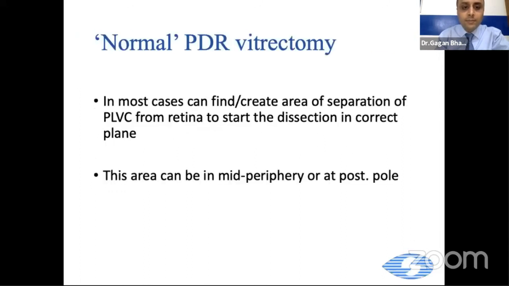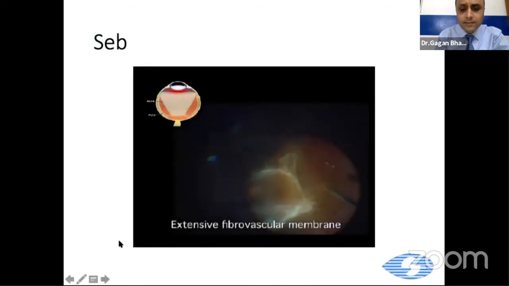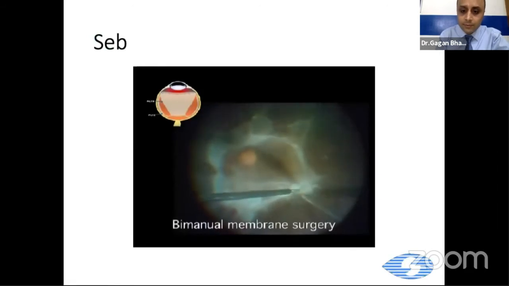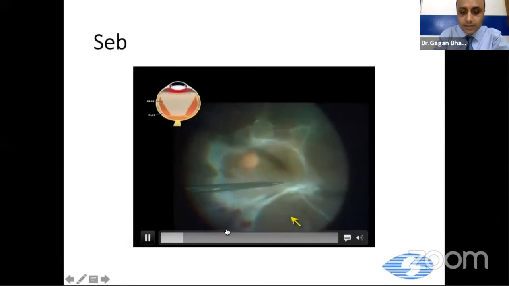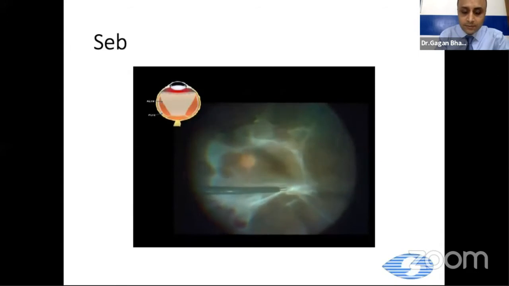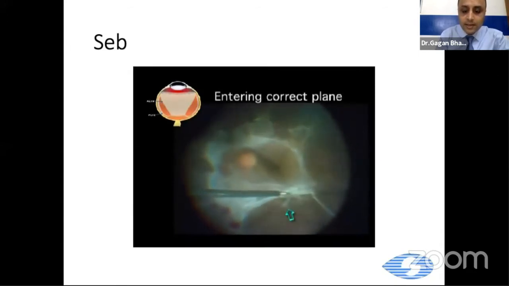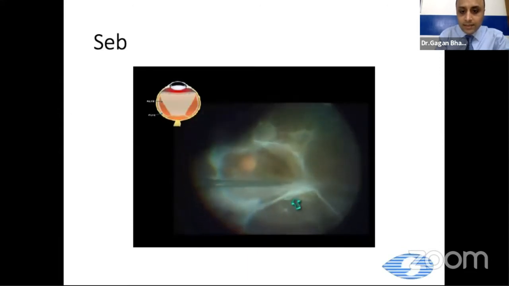So in most cases of PDR vitrectomy, you would find this plane of dissection somewhere in the mid periphery or at the posterior pole. As we see in this case, there are extensive fibrovascular membranes present. Now we do enter a plane, but this sheen which is coming here, marked by the yellow arrow, tells us that probably we are not in the right plane. This sheen is a very important surgical indicator that I look at. Then you go back and grasp again, and you find that you have finally entered the right plane.